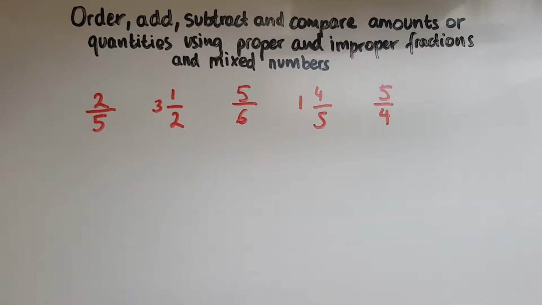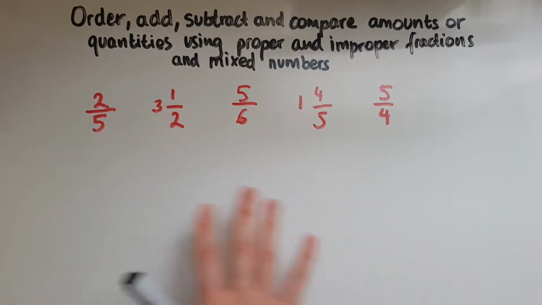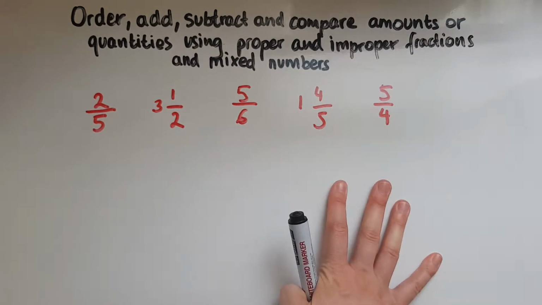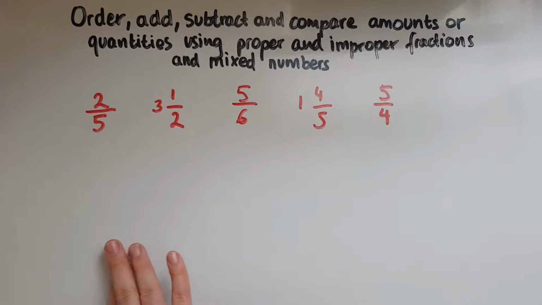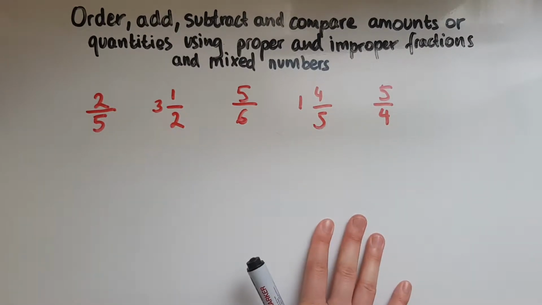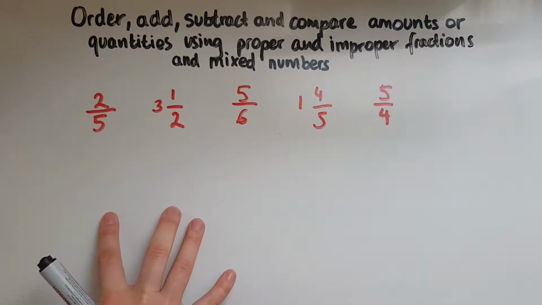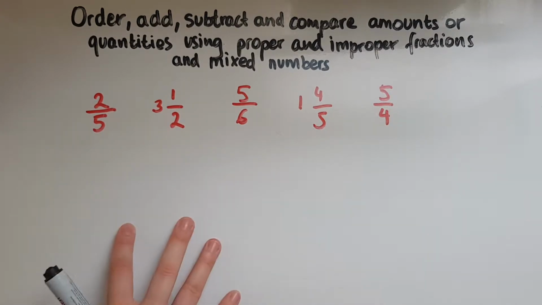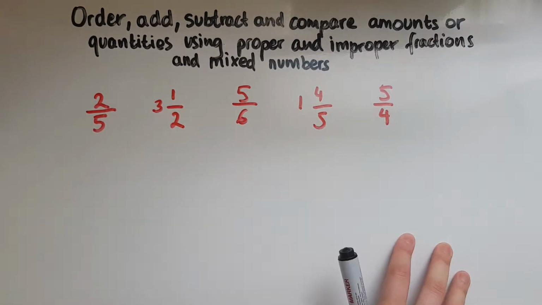So let's try and order them. We're going to put them in order from the smallest to the biggest. Now, just by looking at the numbers, and as I explained beforehand, there were some that were smaller than a whole and some that were bigger than a whole. So I know for sure that these two will be here at the front. Which one will come first, I don't know yet. Then we'll have the other three numbers.